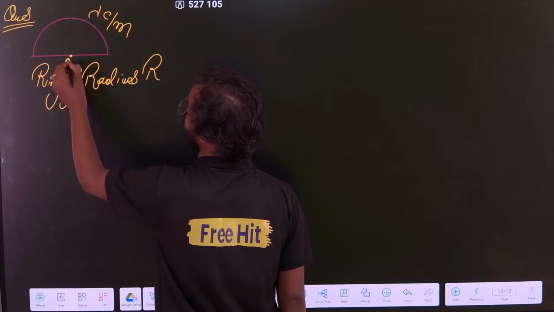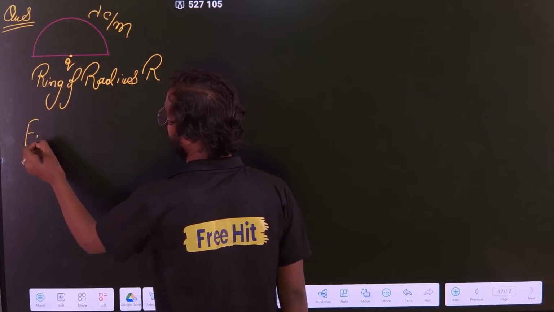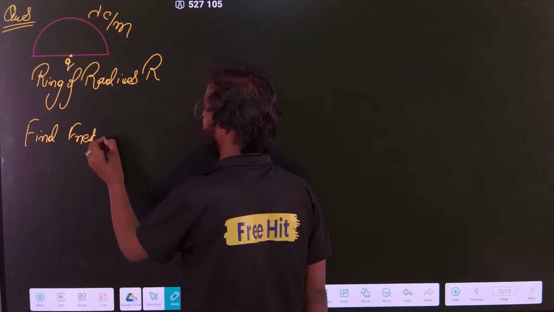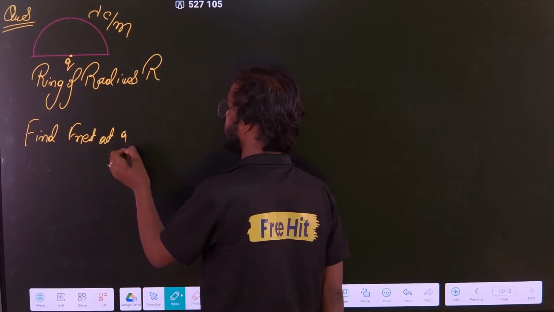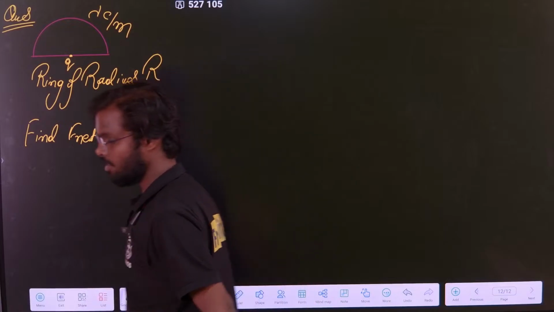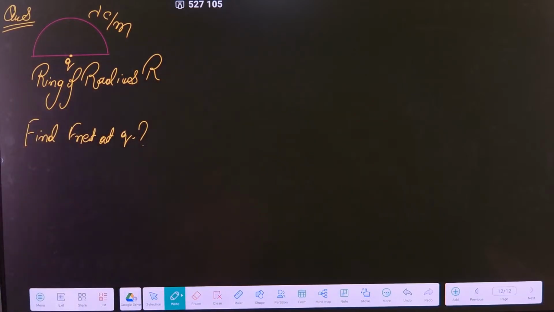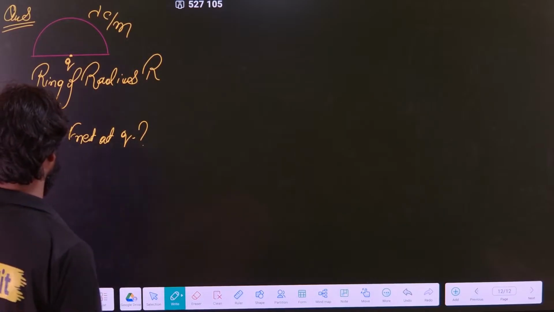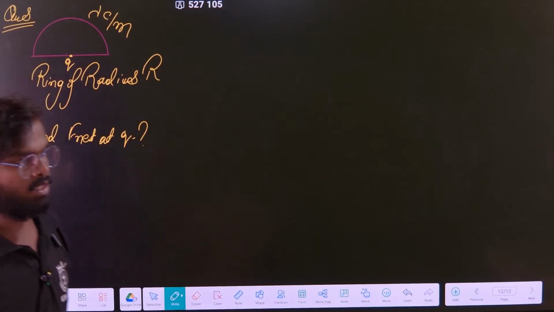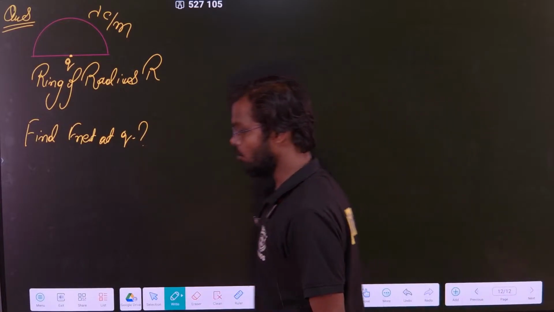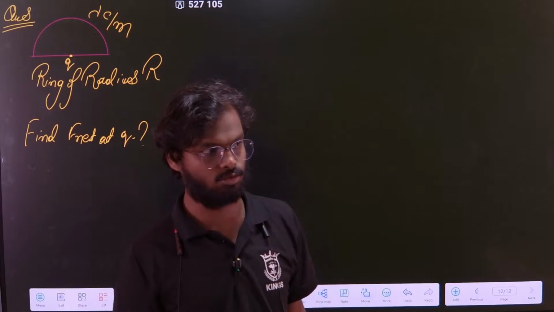This is my point charge q. You have to find F net at q. Clear? What is the F net at q? Solve it. First of all, tell me whether you will take lambda, sigma or rho. It is given. So how do we take the element in the ring? That you should know.